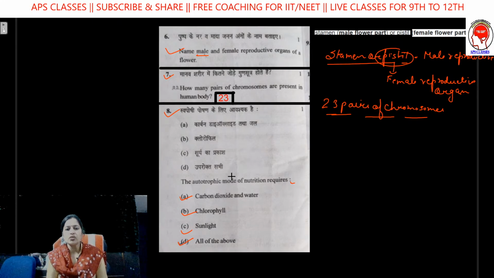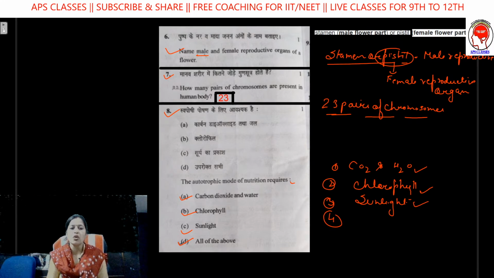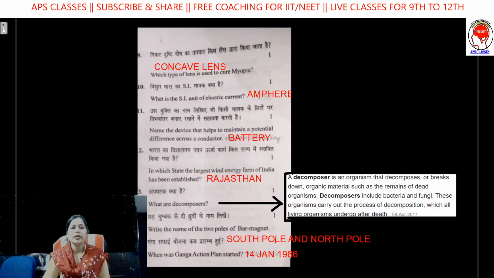Dear students, the autotrophic mode of nutrition requires carbon dioxide and water. It is a necessary condition. Second, chlorophyll is also most important for the autotrophic mode of nutrition. Third is sunlight, which is again most important. That means all of these are important, so the right option is all of the above.